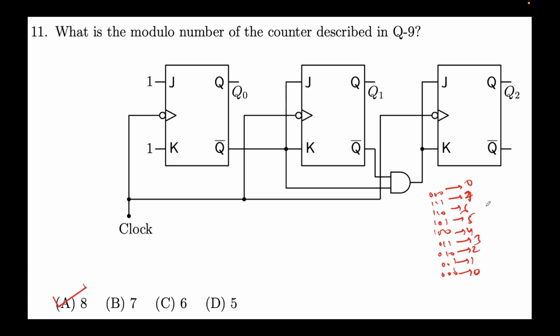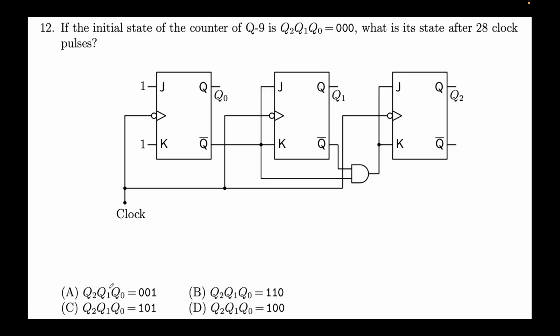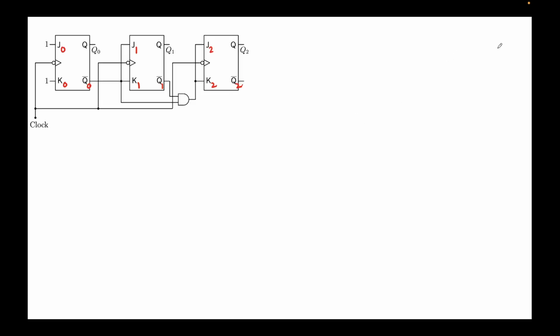But a truer way of seeing it is when it's repeating. So it's repeating after 8 clock pulses, right? Okay, so hence the answer is 8, modulo 8. Okay, the next question asks if the initial state of the counter is 0 0 0, which has been the case for this problem, right? What is its state after 28 clock pulses?